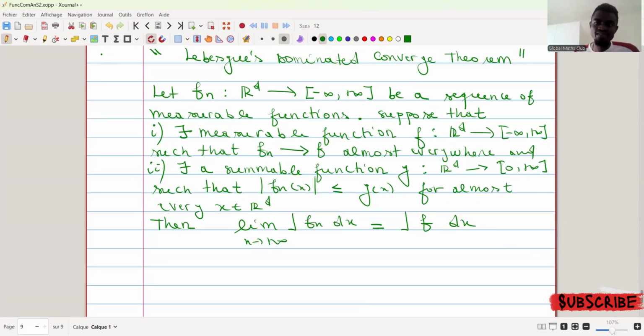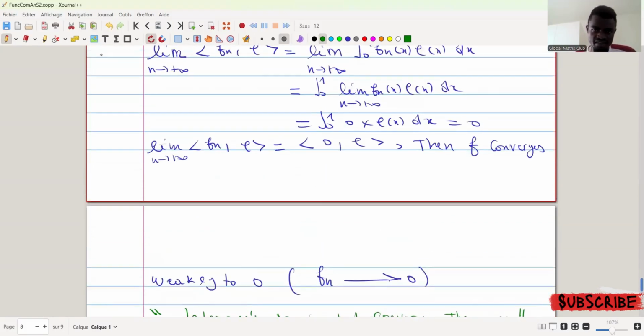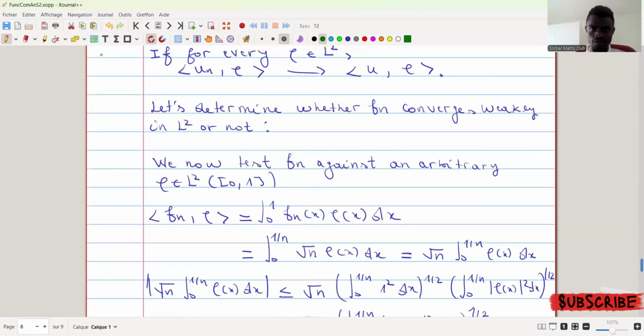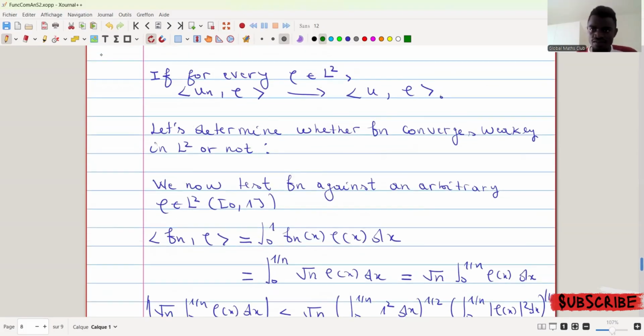And the weak limit is 0, as you can see. So the weak limit here is 0. So we have shown that fn converges weakly to 0 in L2, but it doesn't converge strongly to 0 in L2, but weakly is possible, and also piecewise.